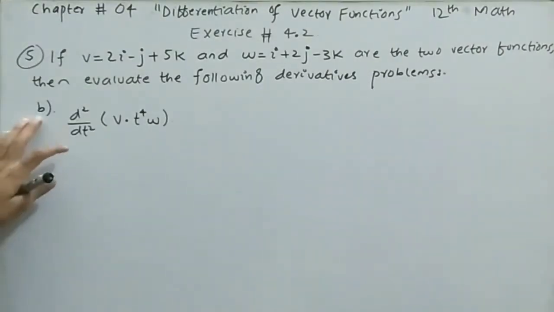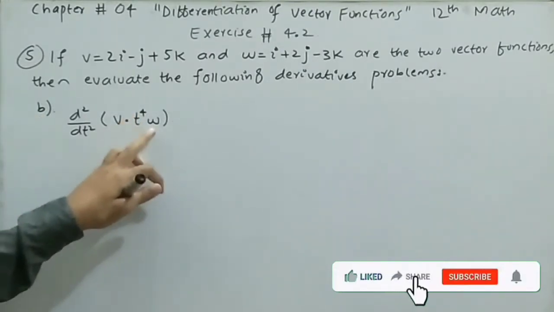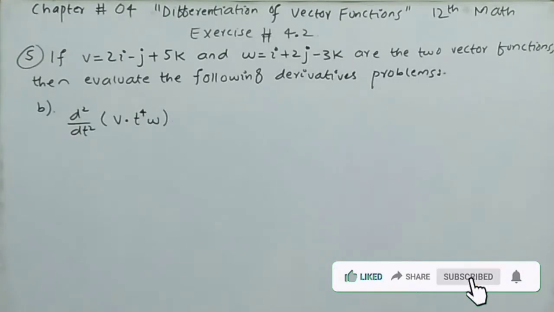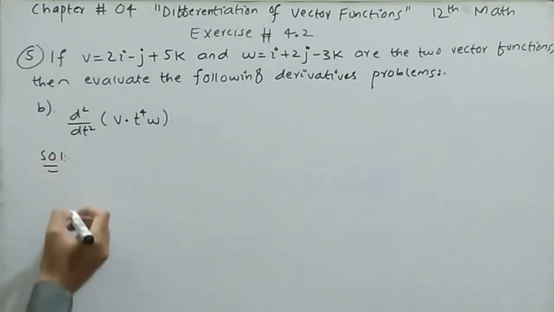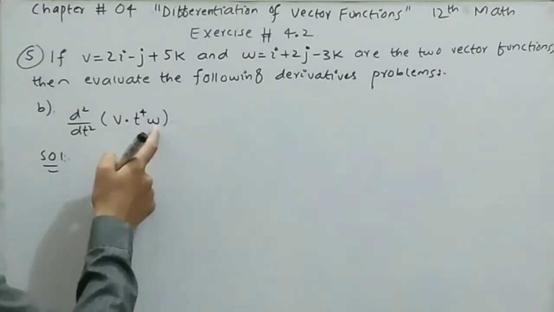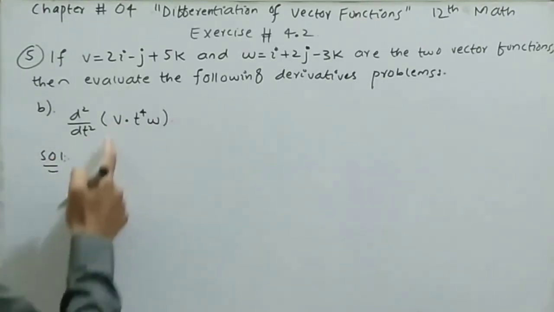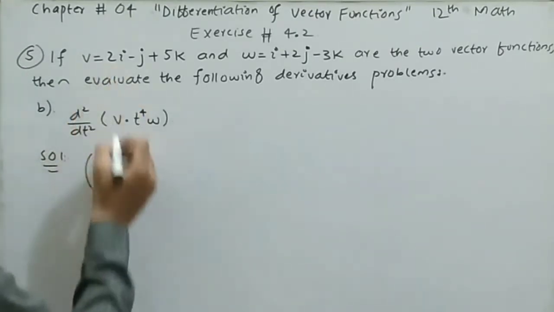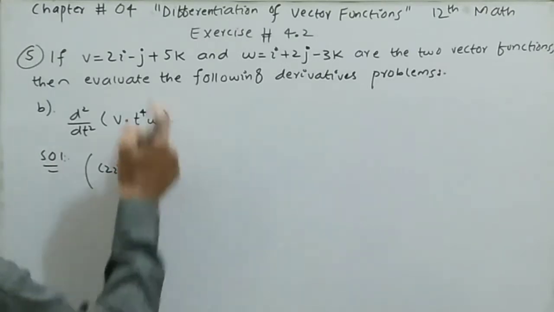Now move toward the second part, part number B. It tells that find the derivative of v dot t power 4 w second time with respect to t. So move to the solution of this part number B. First we simplify v dot t power 4 w and then we will differentiate the required and desired answer twice with respect to t. So our v is actually 2i minus j plus pi k. This is actually our v.